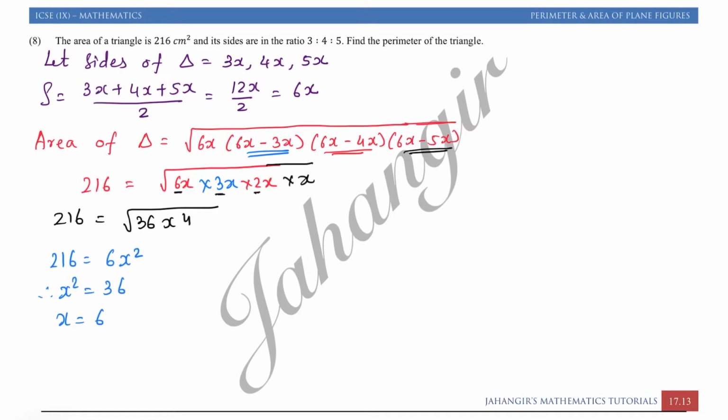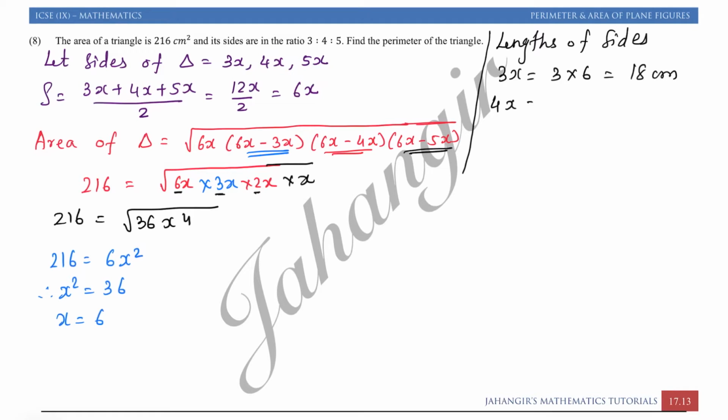So x is equal to 6. Now we will find length of sides. So length of side, we can write 3x, that is 3 into 6, 6 3s are 18 centimeter. 4x, that is 4 into 6, that is 24 centimeter. 5x, that is 5 into 6, which is 30 centimeter.